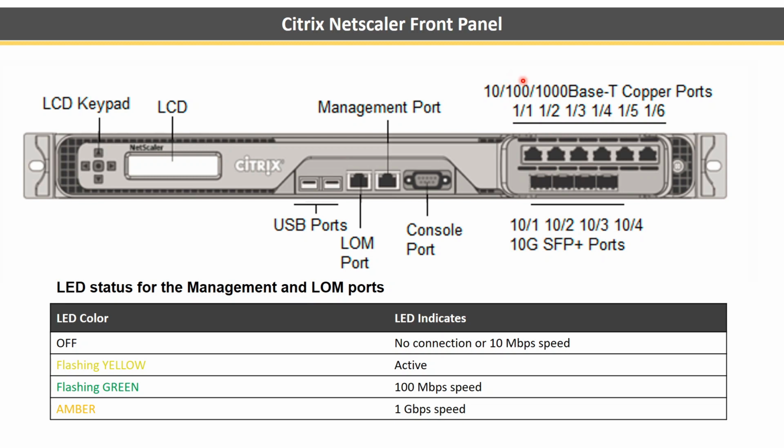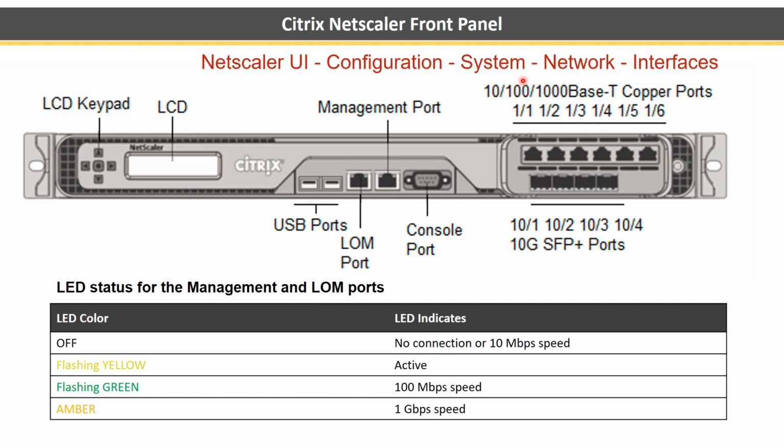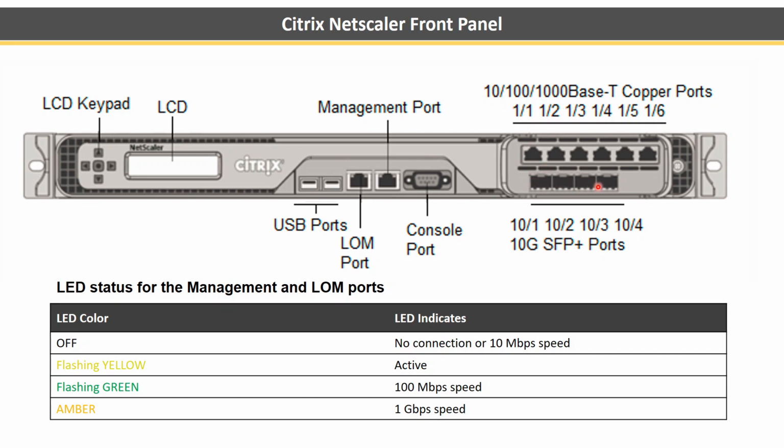If you want to see the speed the switch port is giving, it's very simple. Log into Netscaler, go to System, Network, IPs. You will find it, right? And the down ones, as you can see here, are the fiber ones.